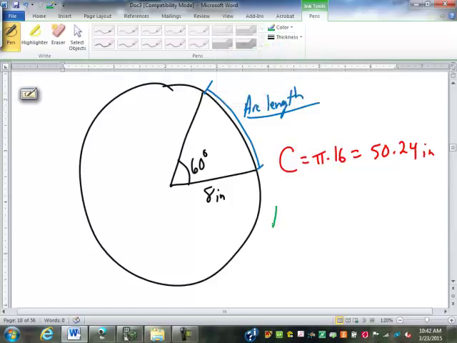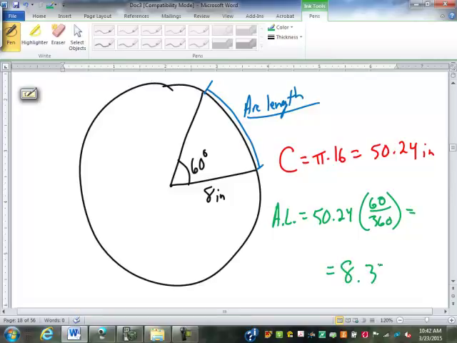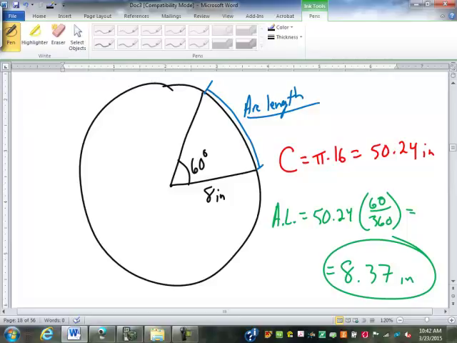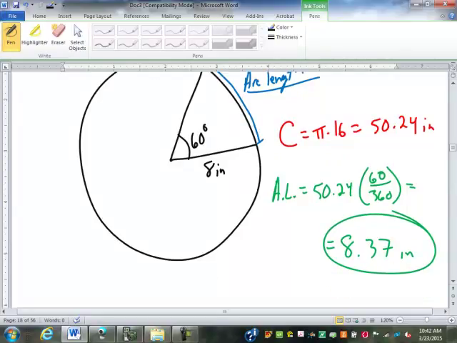Anyway, to find the arc length, what do we need to do? So 50.24 times our central angle of 60 divided by 360, which is going to give us 8.37 about. Correct? Questions, comments, complaints? Next.